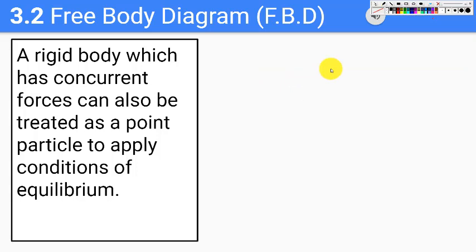Another important point to make here is that a rigid body is something which is not a particle, which has some volume, while a particle has no volume. So anytime we have a rigid body and all the forces on that body are concurrent, what that means is that all the forces pass through the same point. Then we can treat that body as a particle. We can just assume that it is a single particle.